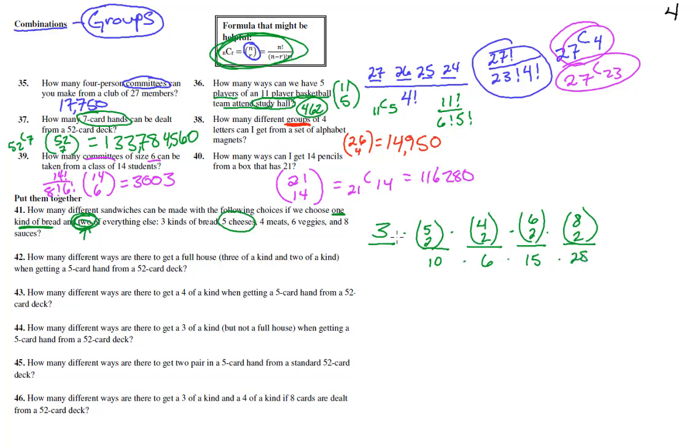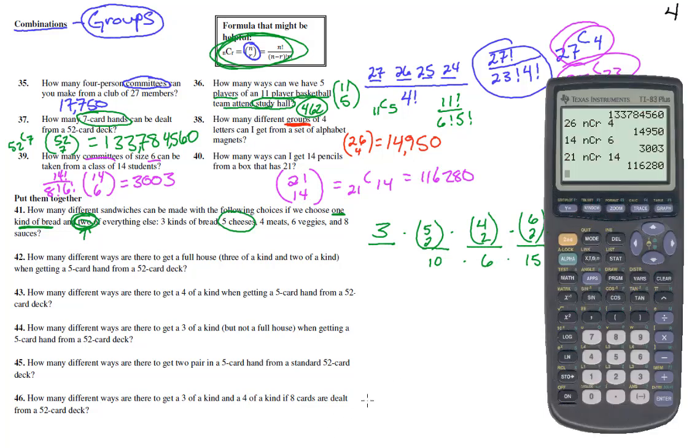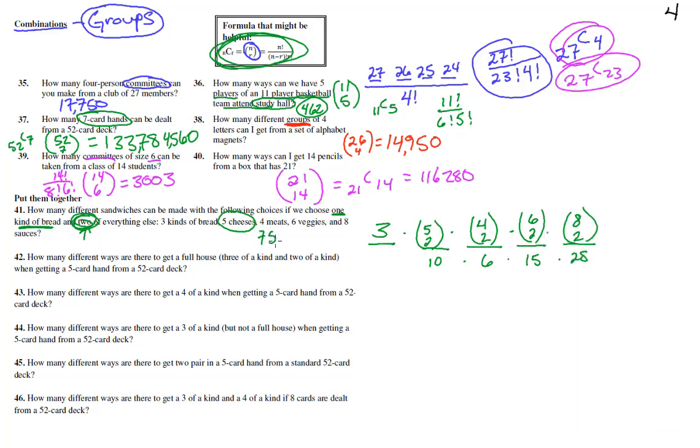So we actually are taking 3 times 10 times 6 times 15 times 28. Now you can punch those in your calculators yourself, but I'm going to assume you have already done that. 3 times 10 times 6 times 15 times 28. Enter, and it turns out that we can make 75,600 different sandwiches, getting 2 of each of the different kinds of condiments.